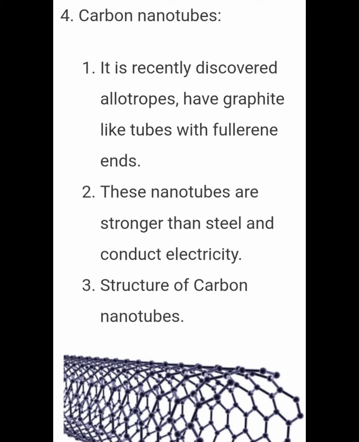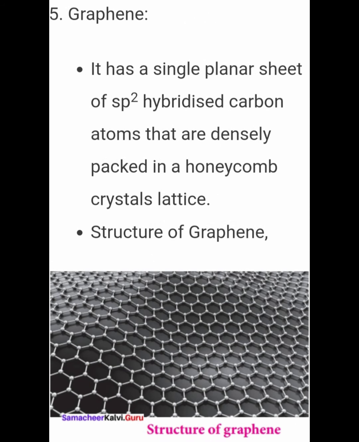So these are the structures of carbon. The last allotropic form of carbon is graphene. When we see the structure, it looks like a honeycomb. It has a single planar sheet of sp2 hybridized carbon atoms that are densely packed in a honeycomb crystal lattice.